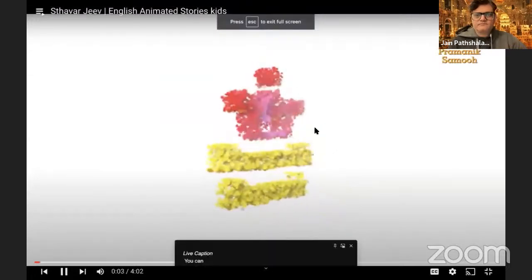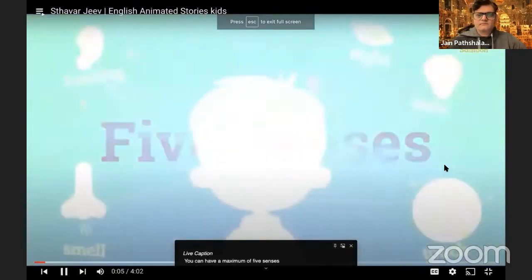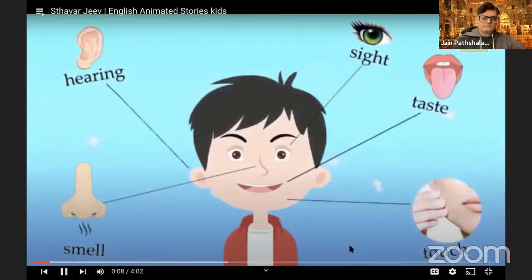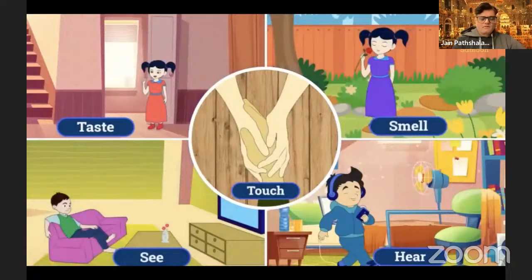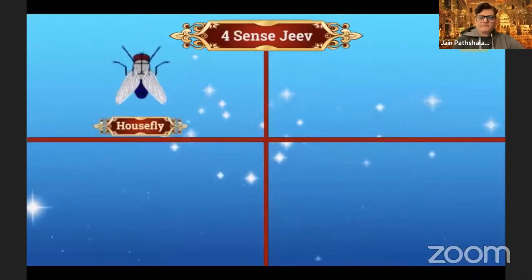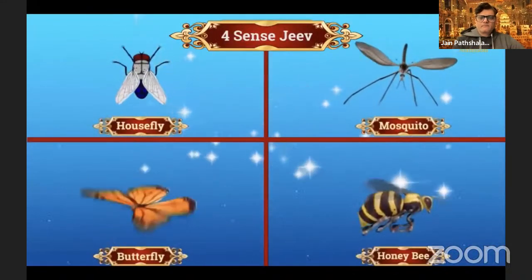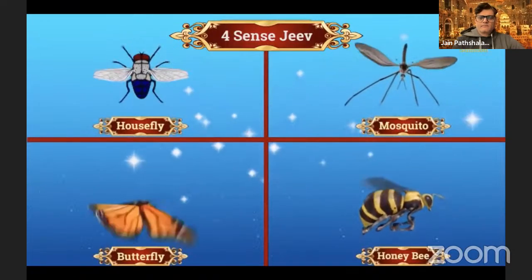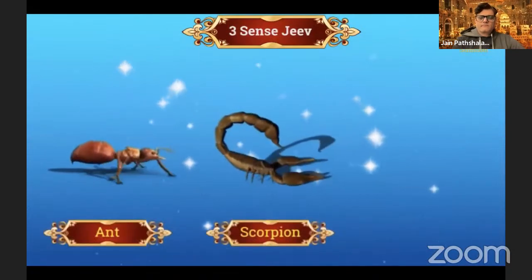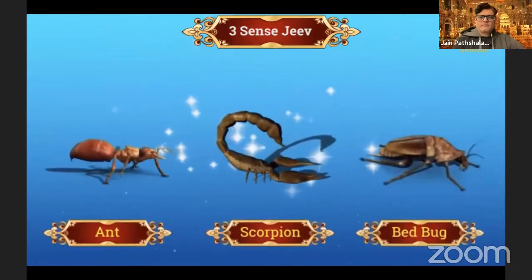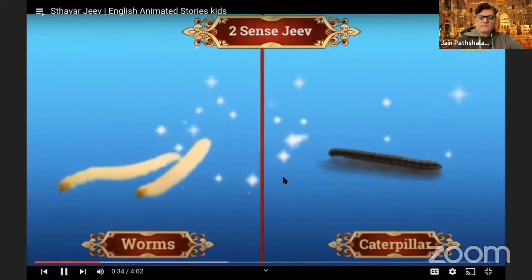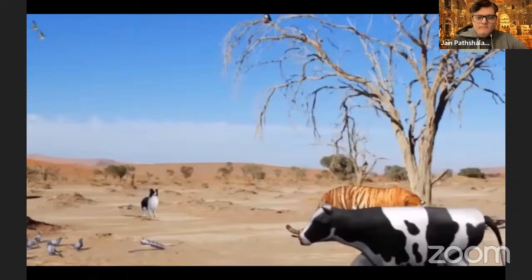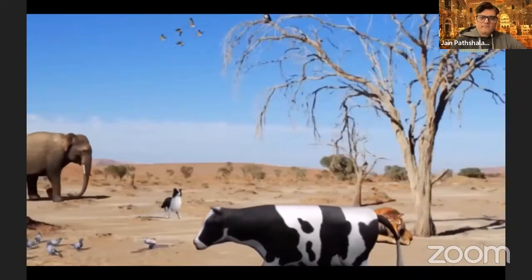Jainendra, you can have a maximum of 5 senses. We all have 5 senses, which are touch, taste, smell, sight, and hearing. They're called Panchendriya jeev, or 5 sense organisms. All the flies, mosquitoes, butterflies, and bees are 4 sense organisms. Ants, termites, scorpions, and bedbugs are 3 sense organisms, and worms and caterpillars are 2 sense beings. All these 2 to 5 sense organisms are also called thrust jeev.